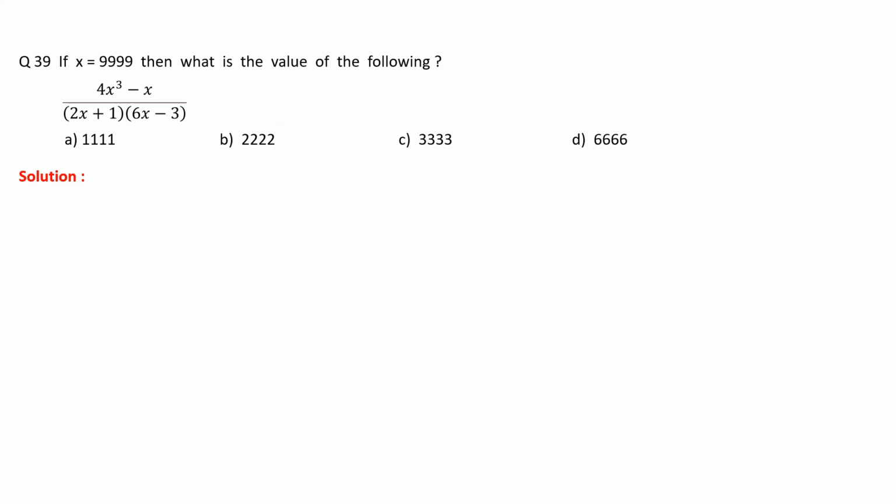Now this is an easy problem. It says if x equal to 9999, then what is the value of the following? Expression is 4x cube minus x, the whole divided upon 2x plus 1 inside the bracket into 6x minus 3 again in the bracket. Now what you have to do, we have to first of all simplify the given expression.